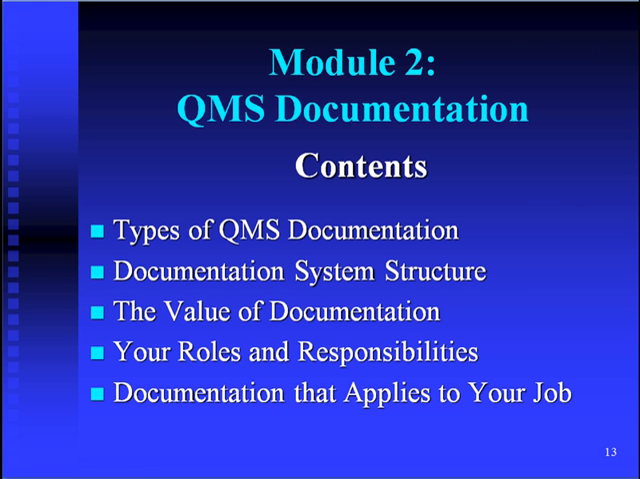In Module 2, the training addresses the different types of documentation that's required in a quality management system of this nature. We address the common documentation structure, the value of the documentation, and employees' roles and responsibilities in maintaining and using this documentation. At the end of this module, we also address the value of listing the documentation that applies to each employee and their jobs, so at the time of audits, they have this as a ready reference should they be asked these questions.